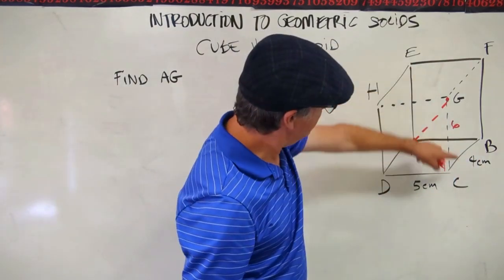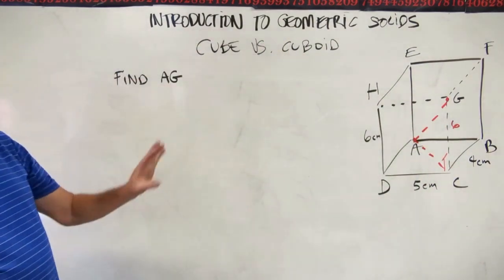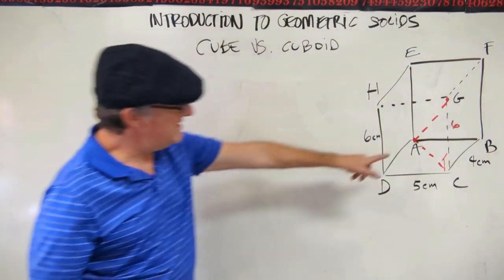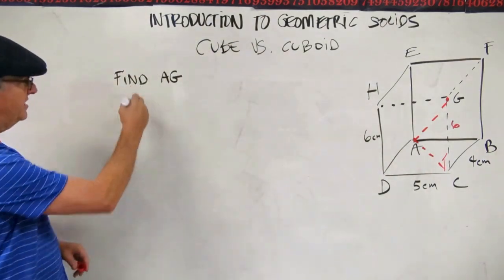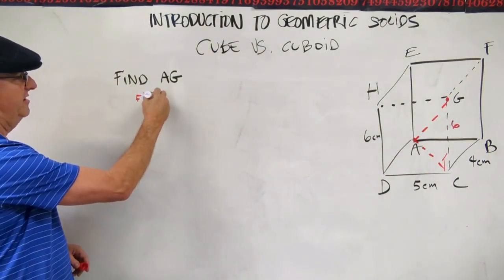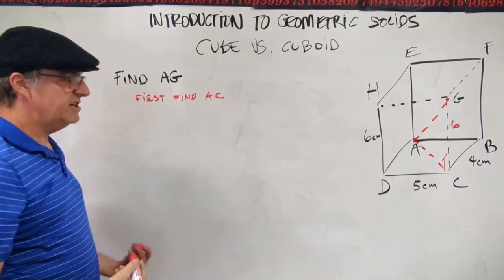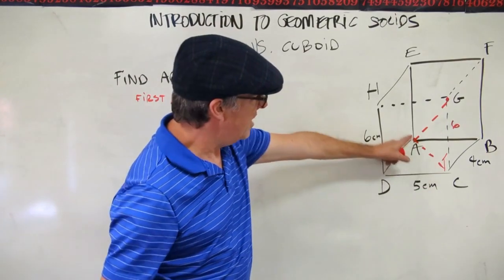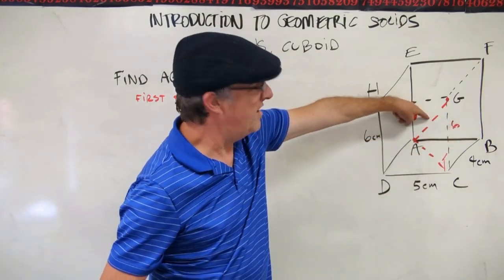So that would allow me to use the Pythagorean theorem on this triangle. So I'm going to go ahead and do that. AC is pretty easy. I'm going to write it in here. First, find AC. That's going to give me my other side that then I can use Pythagorean theorem with 6 and whatever that is to find that.